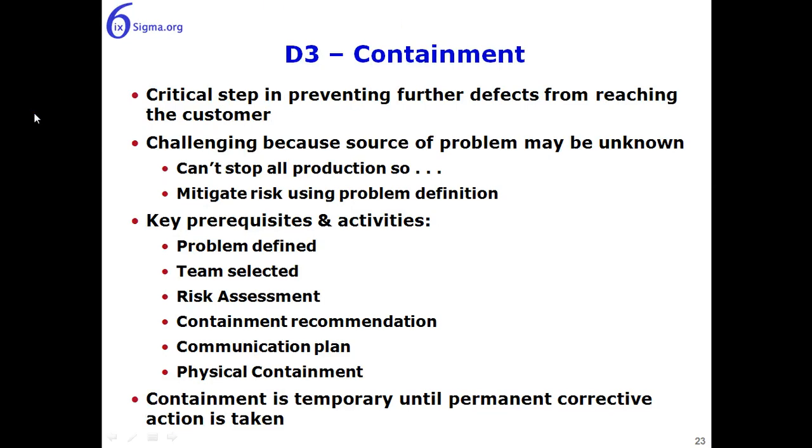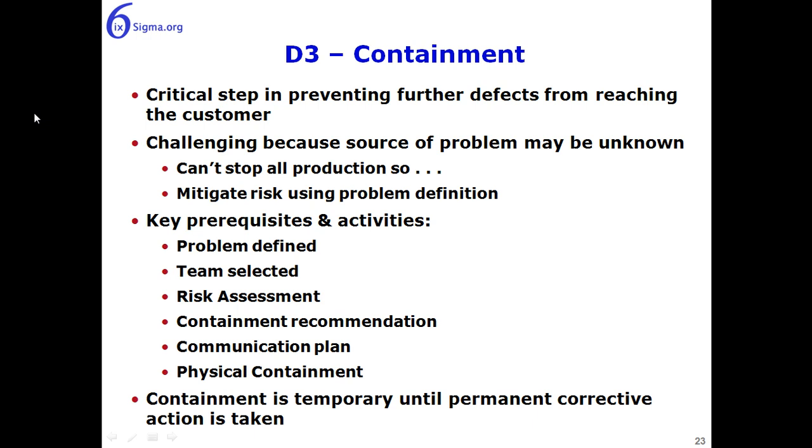Continuing in our 8D series, we're now going to look at D3 containment. So D3, the containment, is a critical step in preventing further defects from reaching the customer. It can be challenging, however, because the source of the problem might not be fully known, but we can't stop all production, and so we've got to maybe mitigate the risk using a problem definition that we developed earlier.